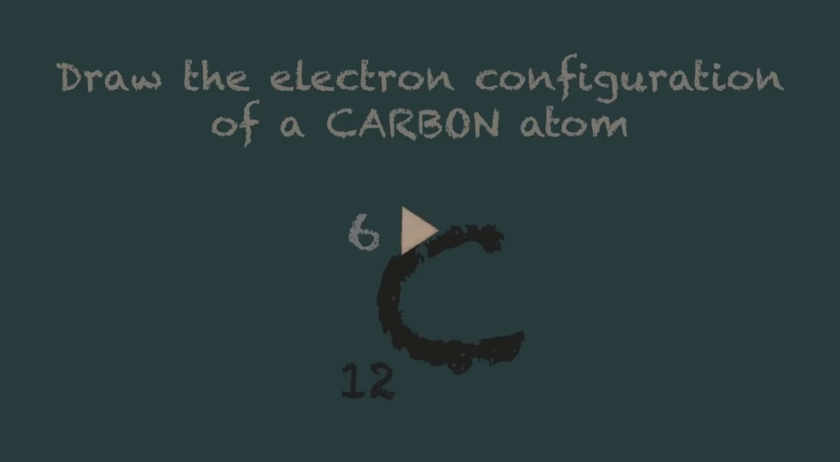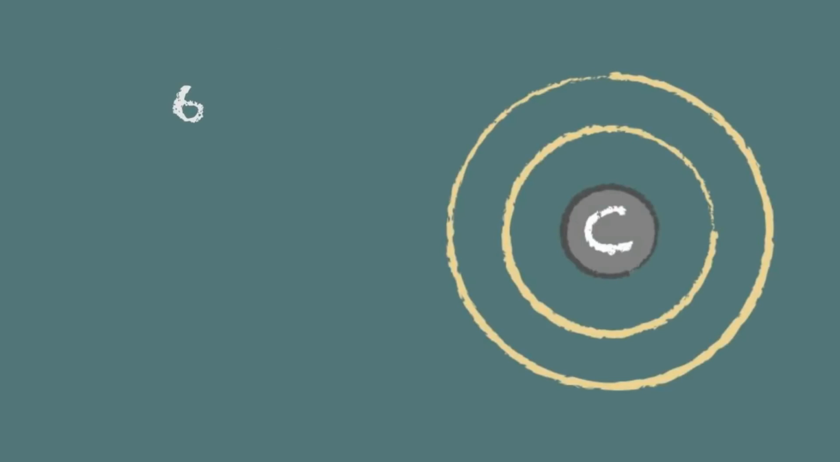So this is how the diagram looks like. Carbon atom having the atomic number 6 possesses 6 electrons. So the first 2 electrons will occupy the first shell and the rest of the 4 electrons will go into the second shell. I hope you people got it right.